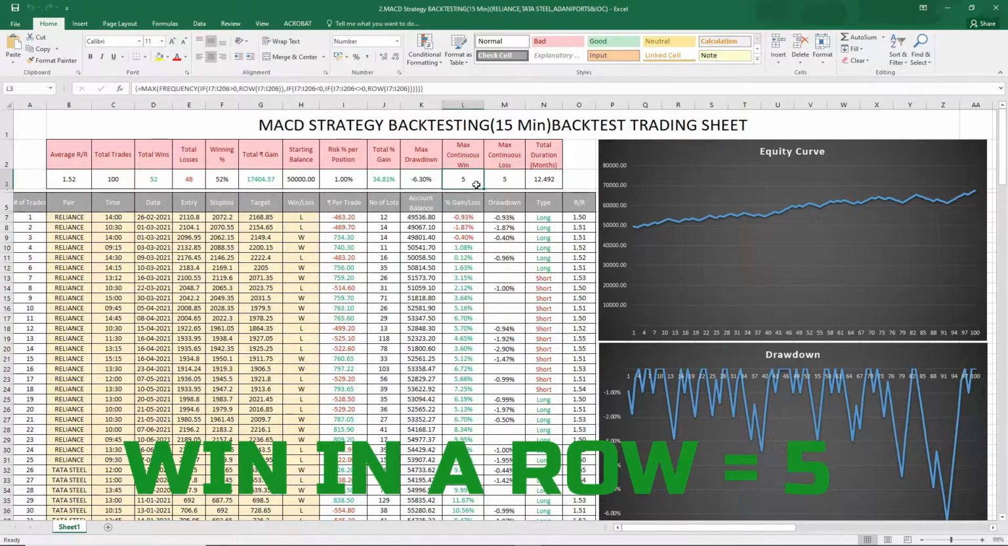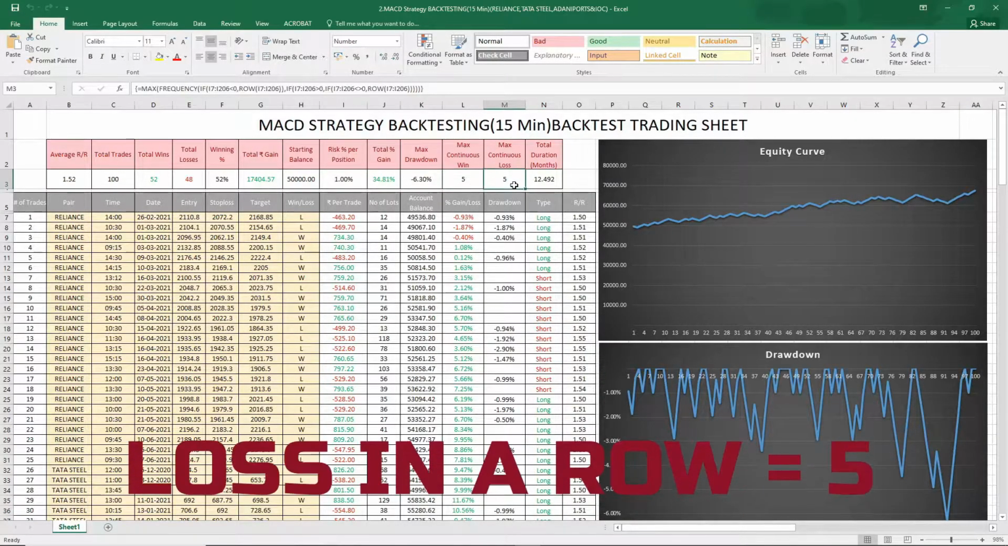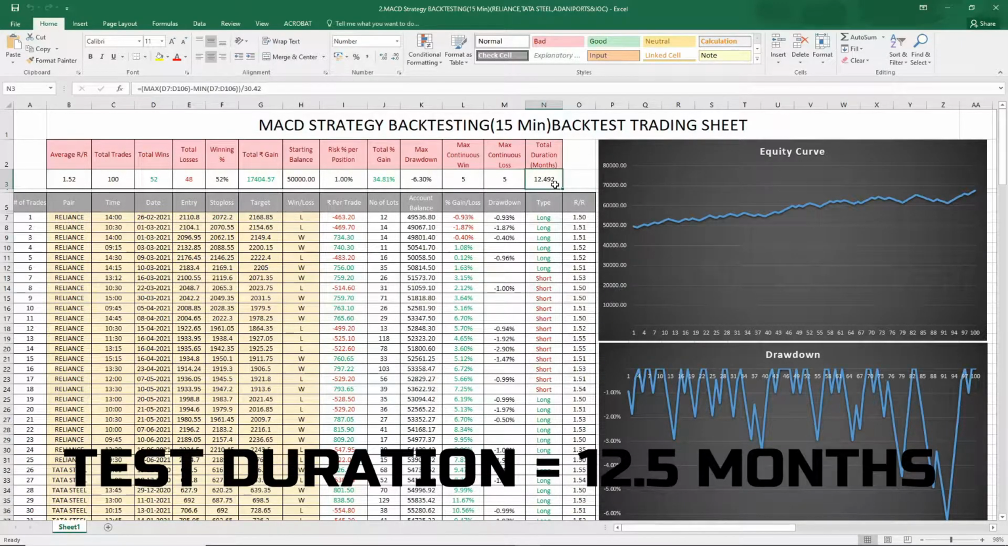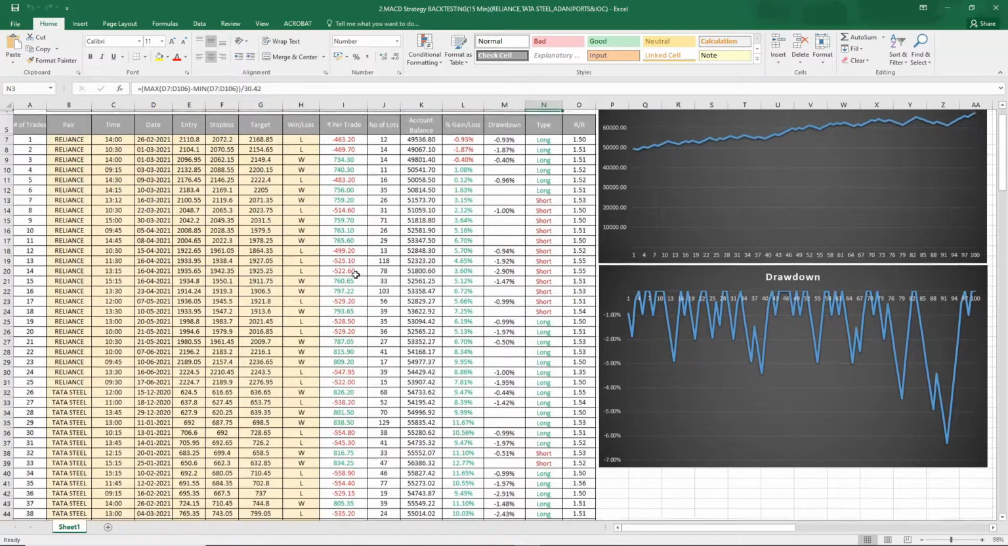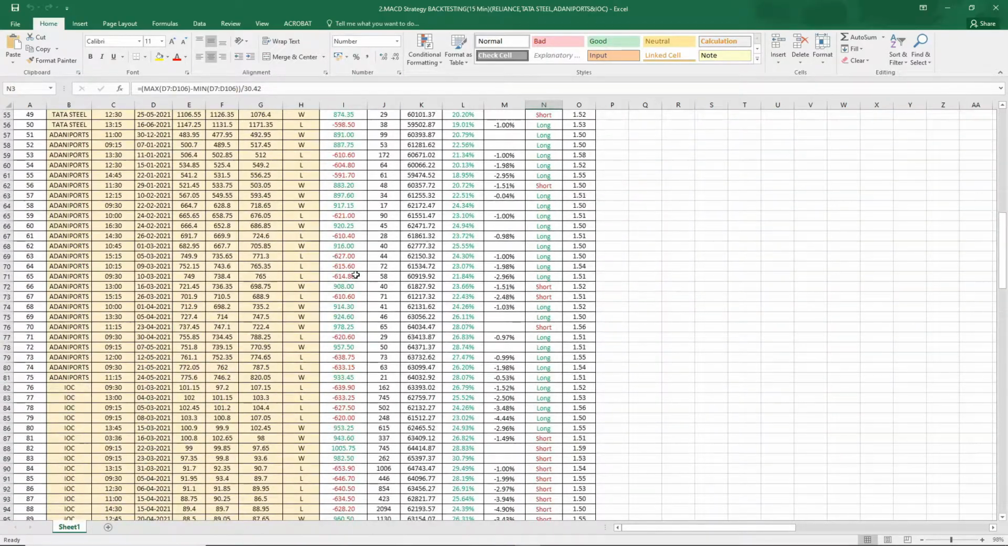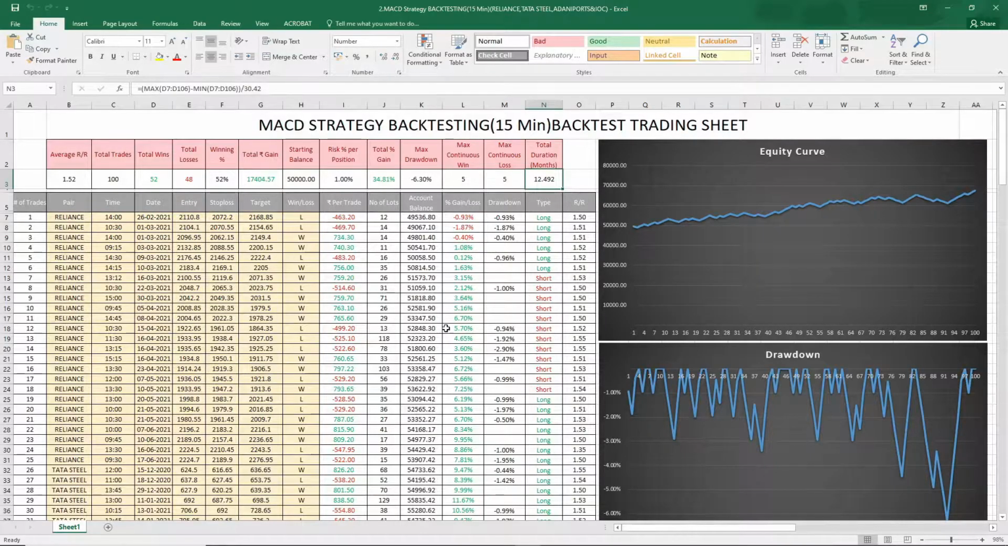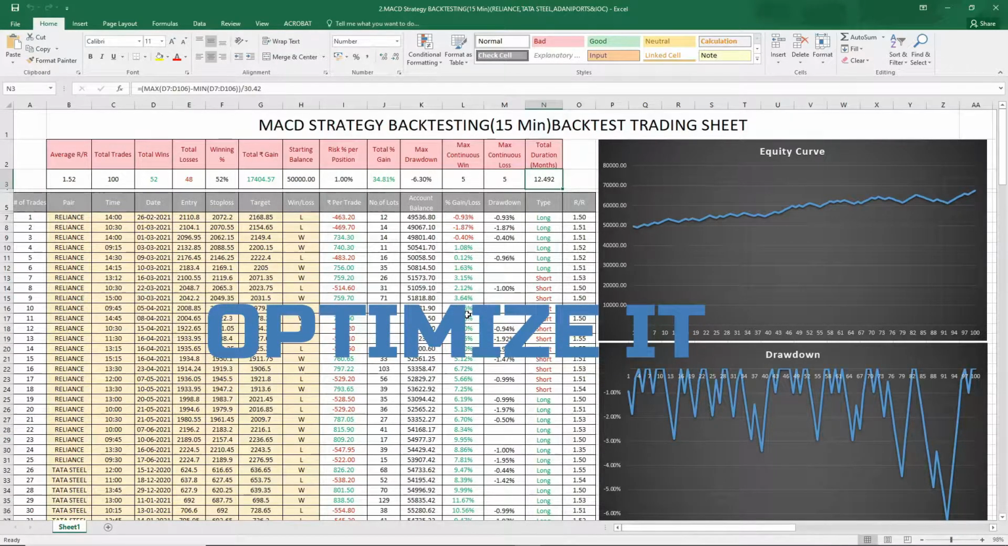Continuous wins in a row was 5. Continuous losses in a row was also 5. Total duration of the test was 12.5 months. So the strategy is profitable, which is good. This really gives you a better view of exactly what you can expect trading this strategy over a course of time. And I would still not trade this strategy and would try to optimize it and increase the win rate.